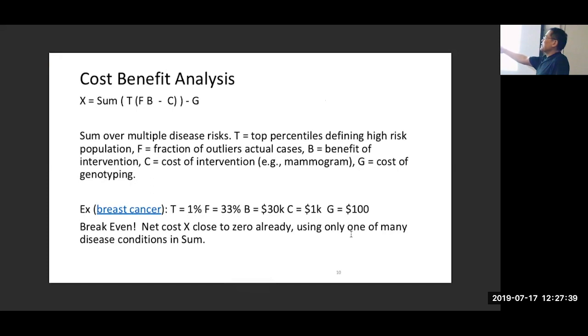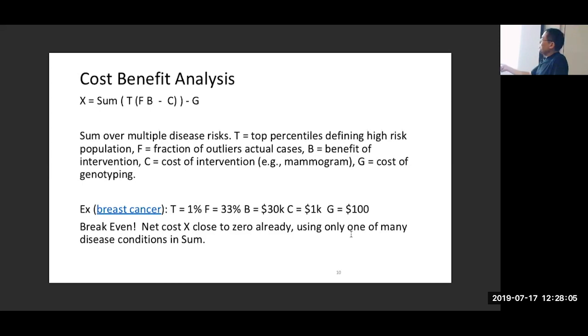And then you can ask, conditional on some threshold, like top 1% risk, how much money do I save by knowing who these high-risk people are ahead of time? So some fraction of them will actually develop the disease, but they'll get some benefit from having been screened early. And then there's a cost for the screening. So there's a little formula you can write down. And in this formula, you need to sum over all the disease conditions. As I said, there are about 20 of them now, for which you can do some level of polygenic risk prediction.